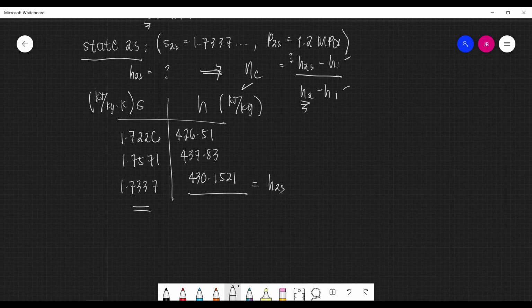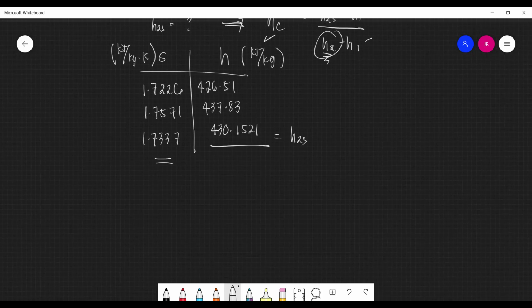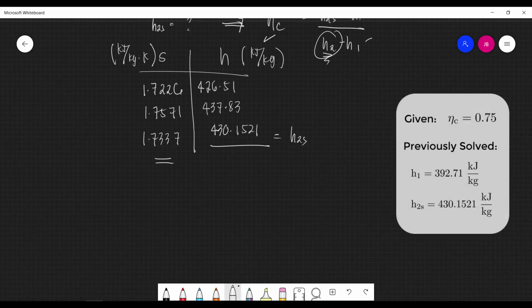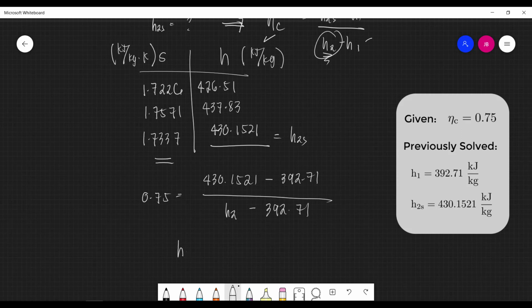Using our compressor efficiency formula, we already know H2S. It's just a matter of solving for H2. Okay, so input lang natin yung mga values. We have 0.75 equals 430.1521 minus H1, which is 392.71 divided by H2 minus H1.